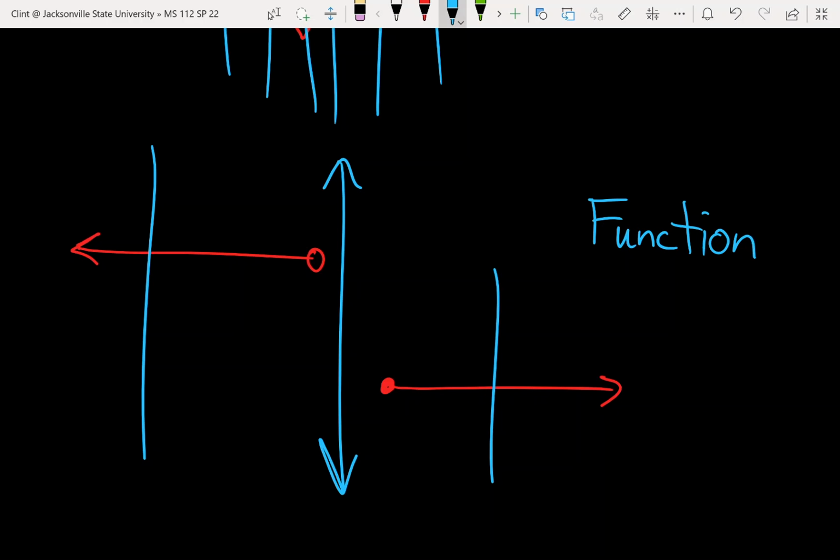Okay. Questions with the vertical line test? It's not too bad.